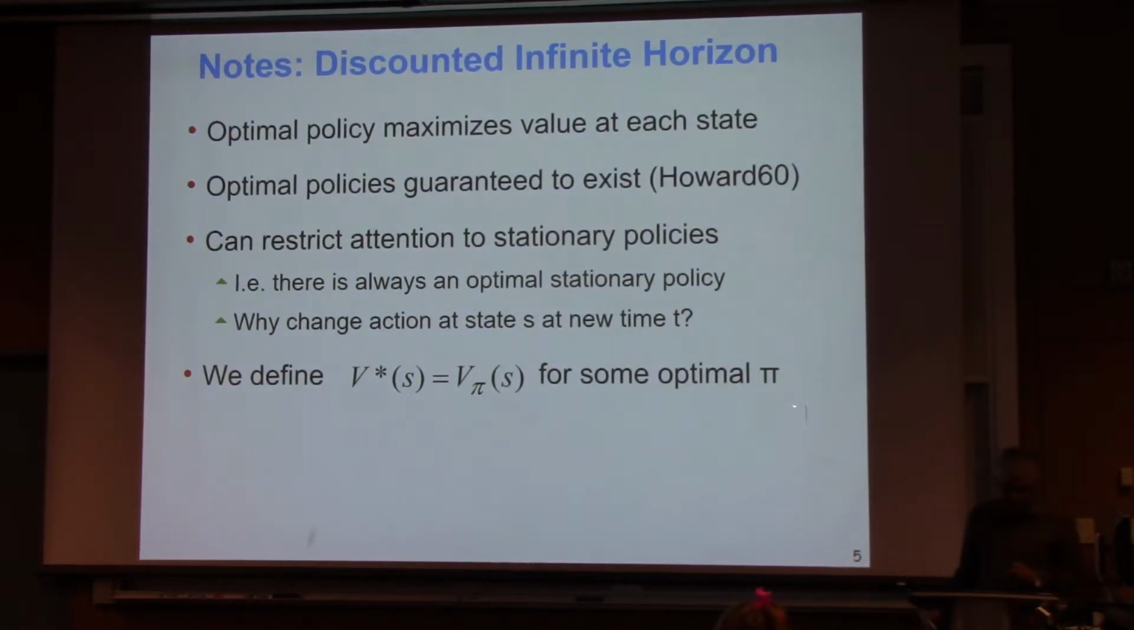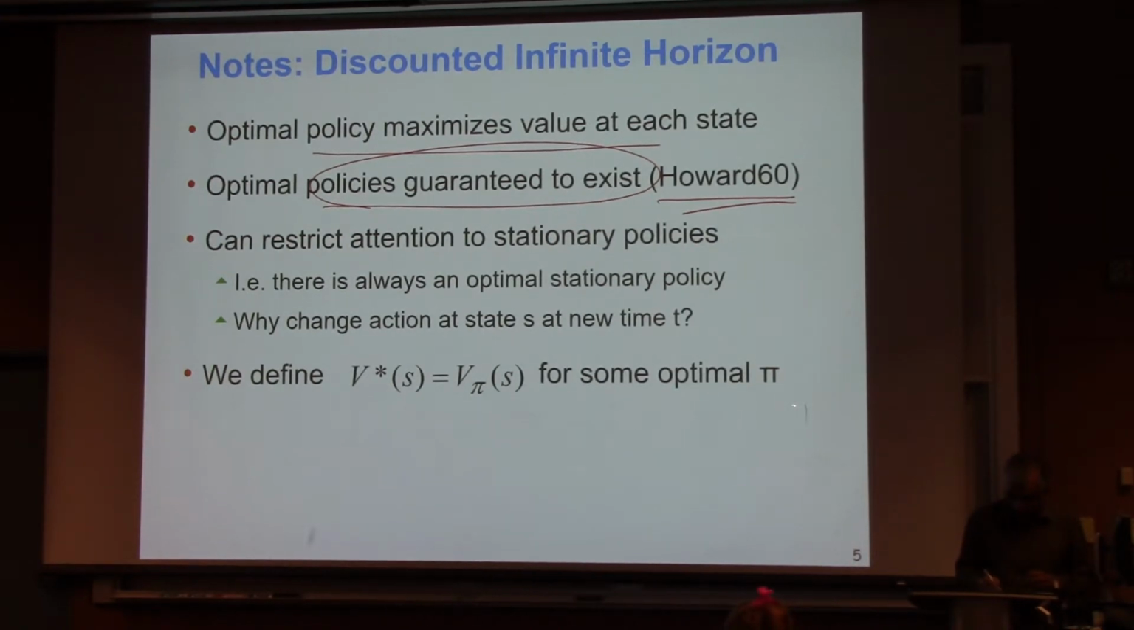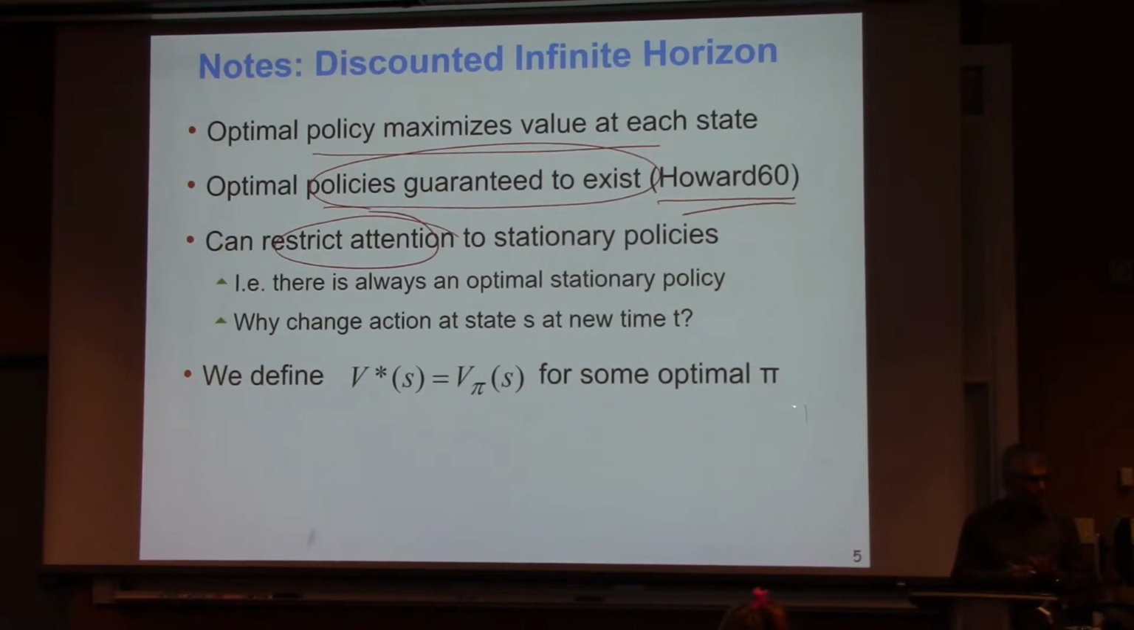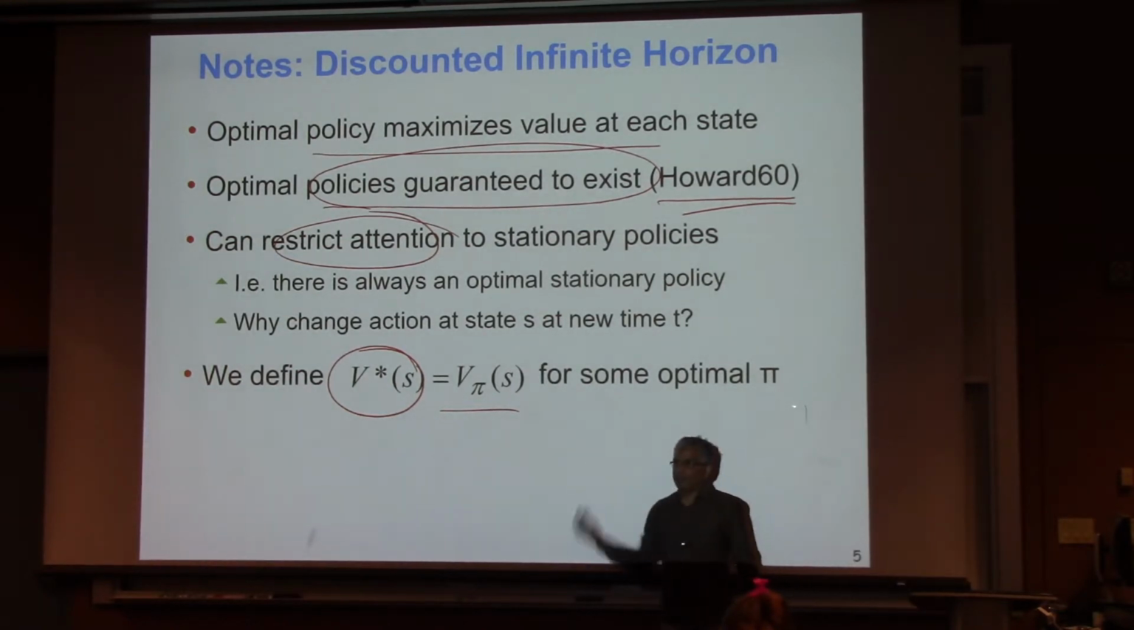Okay, so there's a bunch of theory that we won't go into too much here, but we basically assume that the optimal policy maximizes the value at each state. Optimal policies actually are guaranteed to exist. This is what Howard showed in 1960. He's a famous guy for that. And in fact, we can indeed restrict our attention to stationary policies, because as I pointed out last class, there could not be any non-stationary policies when you have infinite horizon, because you always have infinite amount of time to live. Okay, and then V star, of course, is V pi for the optimal policy.